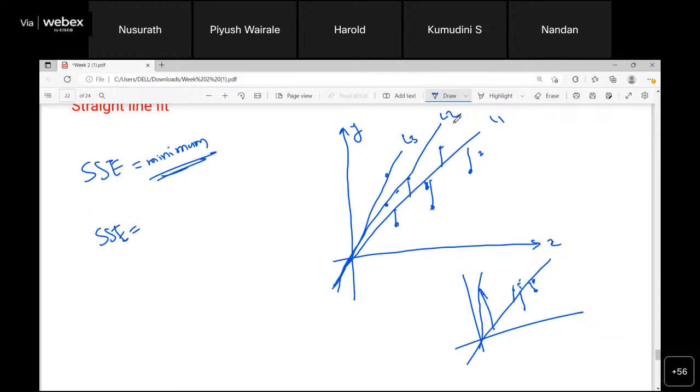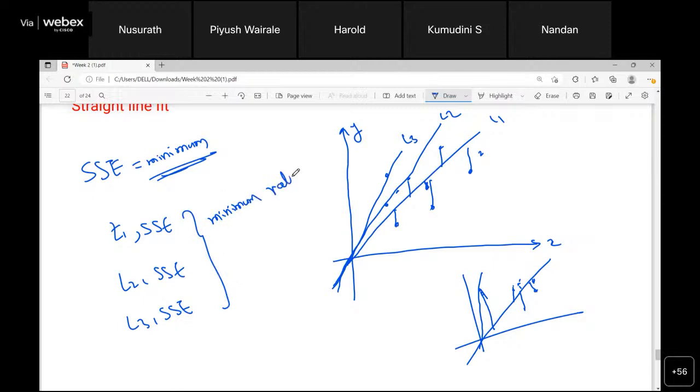So I have 3 lines L1, L2, L3. For all the 3 lines, you have to find out the value of SSE. For L1, find the value of SSE. For L2, find the value of SSE. And for L3, find the value of SSE. Now among these 3 values, which one has the minimum value? The minimum value of SSE will be my baseline fit, that is the best straight line fit.